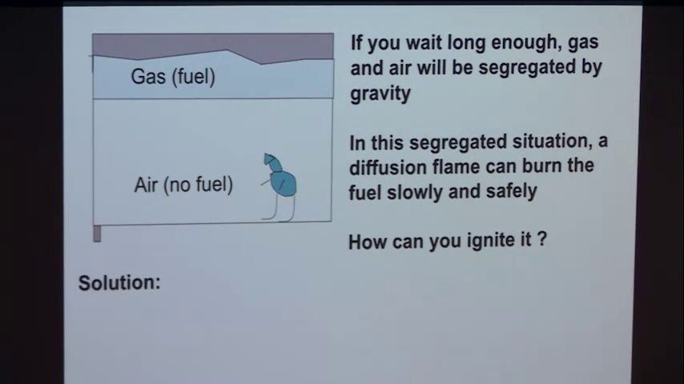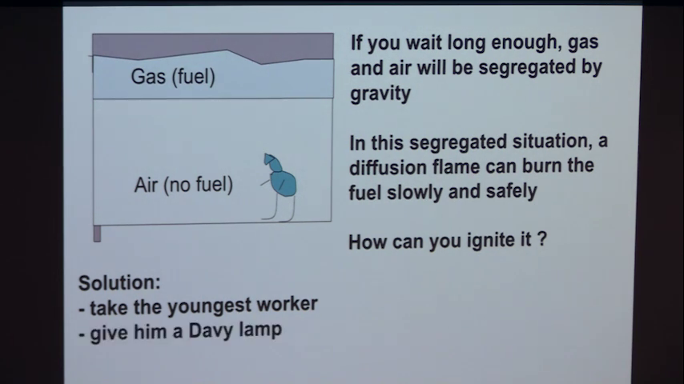So how do you do that? Well, it's easy. You take a PhD, first year, so someone who didn't come here, and you give him a Davy lamp. You see, this is connected to the Davy lamp because the guy has to go far away to bring the ignition at that point. So usually he has to crawl.